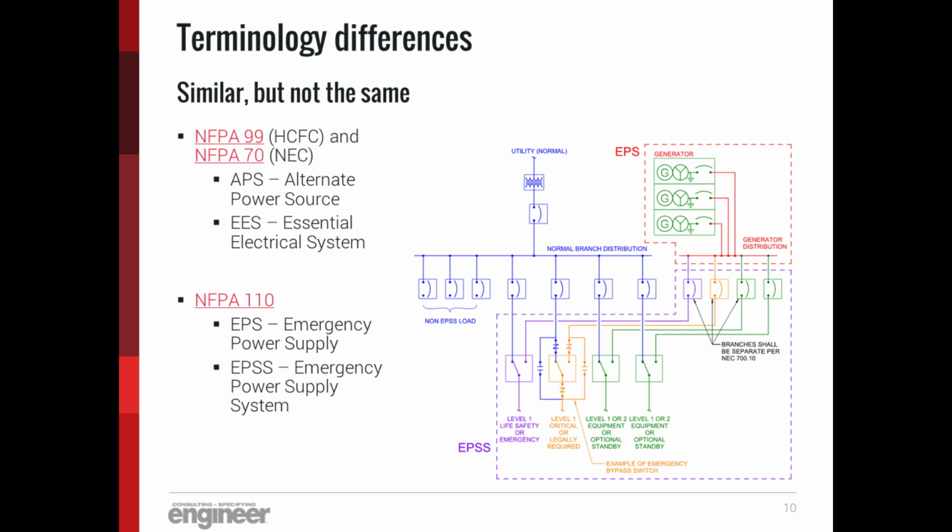Within a healthcare system, that means that the emergency power supply system, which stops at the load terminals of the transfer switch, does not include the power system further downstream all the way to the loads. The essential electrical system, on the other hand, does.